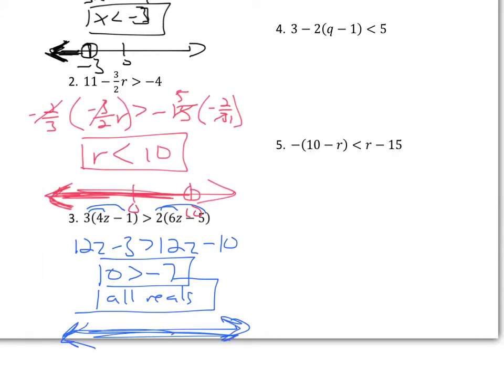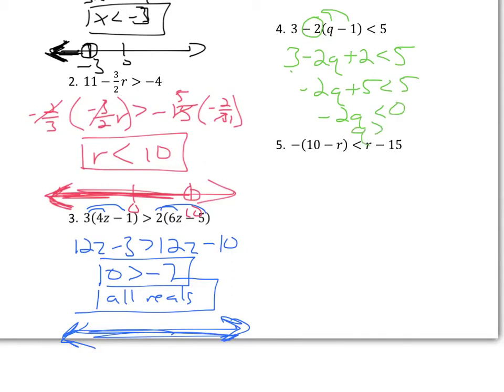Okay? And number 4, up top. When you distribute this whole -2, don't forget to bring the negative with the 2 when you're distributing. So we have 3 minus 2q plus 2 is less than 5. We've got the q by itself already, so we can combine our 3 and our 2. We just got -2q plus 5 is less than 5. Subtract the 5 over, -2q is less than 0. Divide by -2, and we get q is greater than 0.